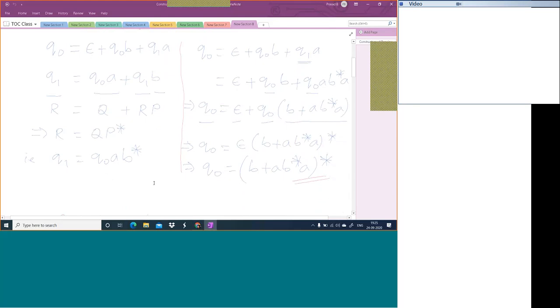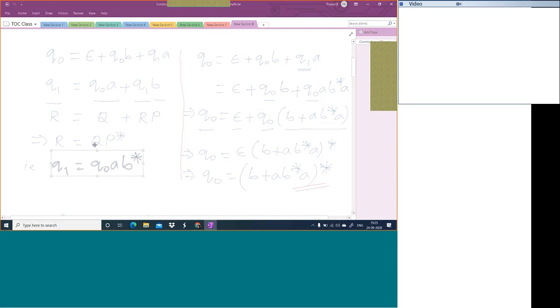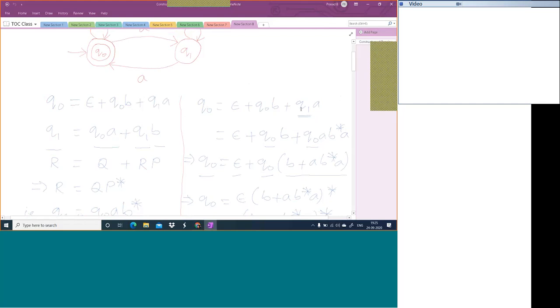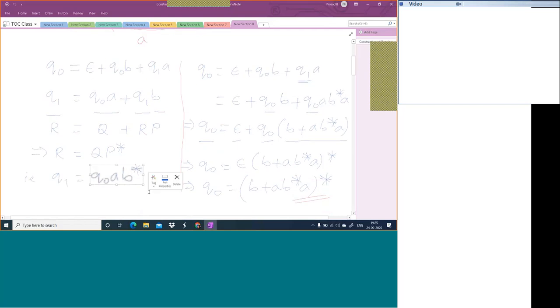Now here Q1 has two terms on the right side. This is R equal to Q plus R P. That is R equal to Q P star. Means Q1 equals Q0 A followed by B star. This Q1 we will substitute here. So Q0 equals epsilon plus Q0 B plus Q1 A. The same equation I wrote here. Now in Q1's place I substitute Q0 A B star.